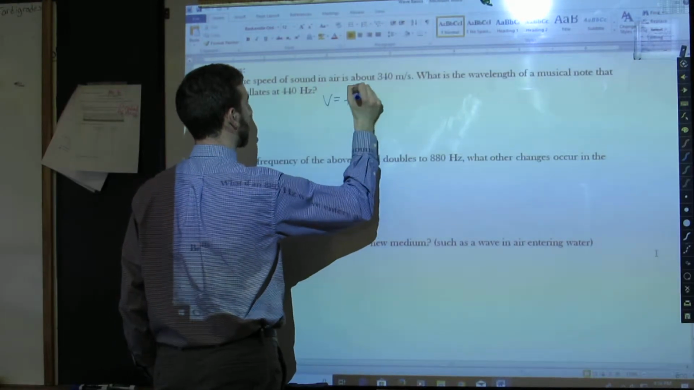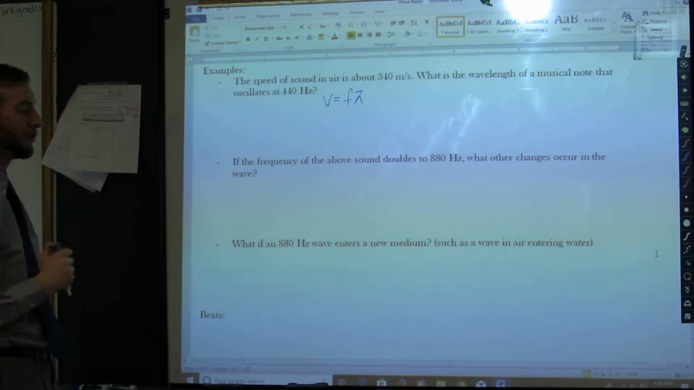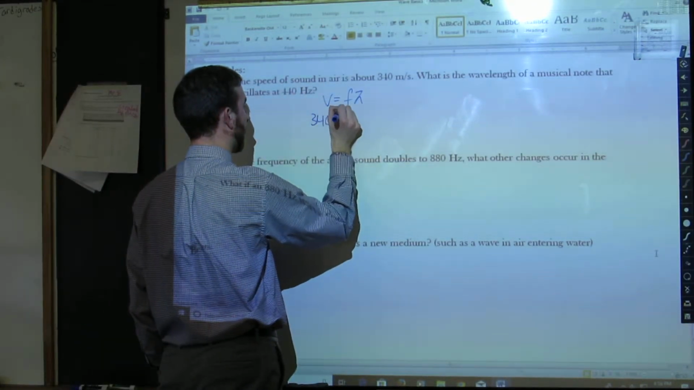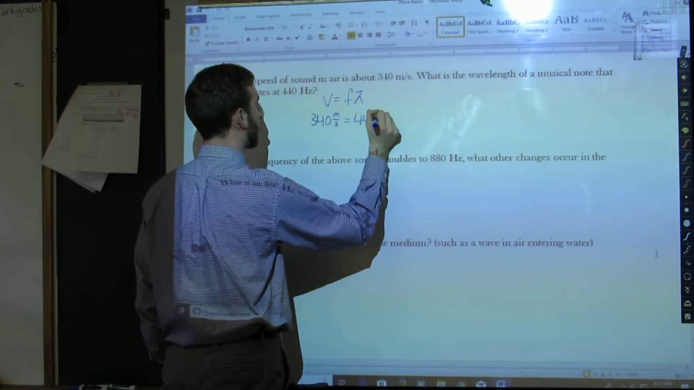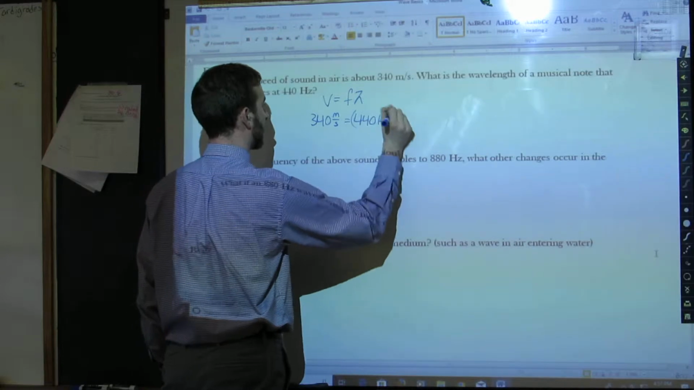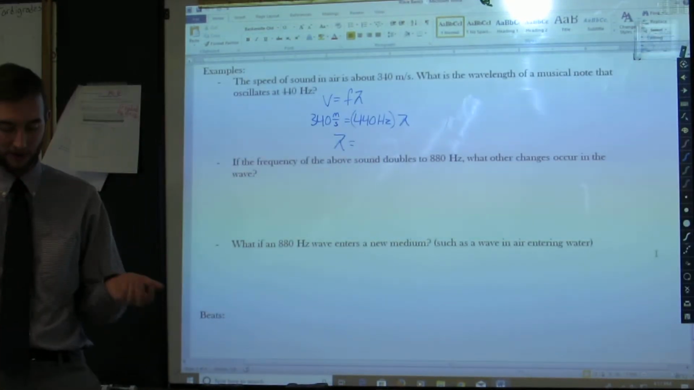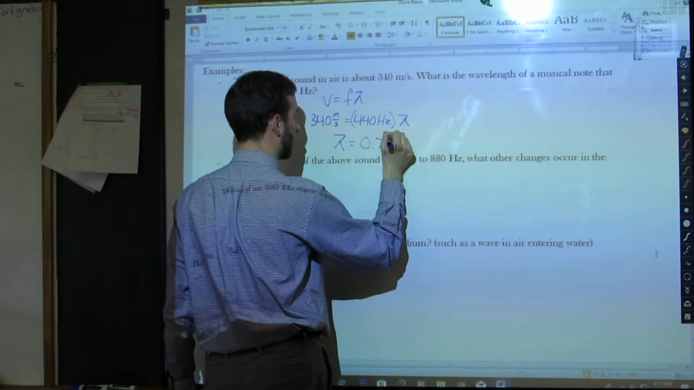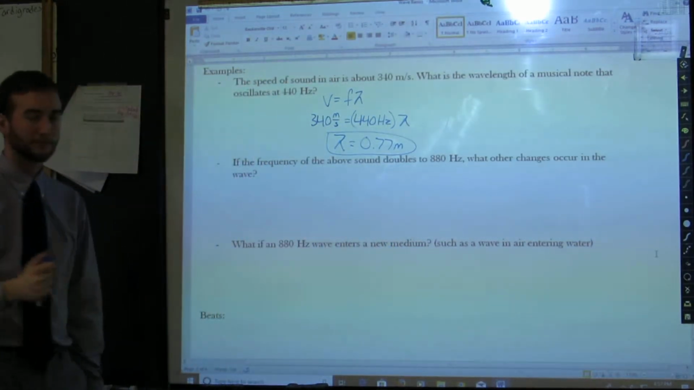We know the relationship between the speed of a wave, its frequency, and the wavelength. We are looking for the wavelength. We are given the speed, 340 meters per second. We are given the frequency, 440 hertz. We are solving for lambda, for the wavelength. I'm not going to do the calculation myself, but I wrote down earlier that it is 0.77 meters. Makes sense given the numbers that we were given.